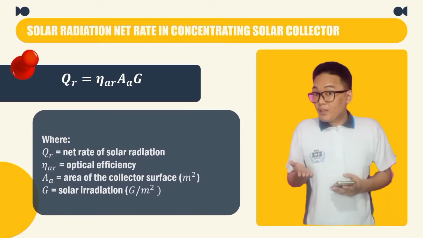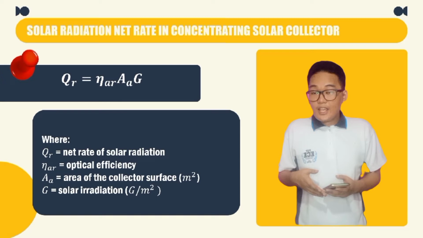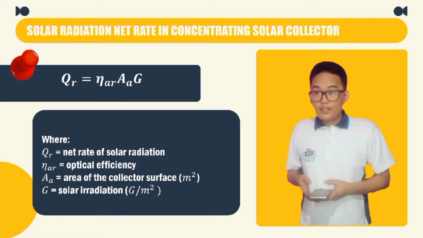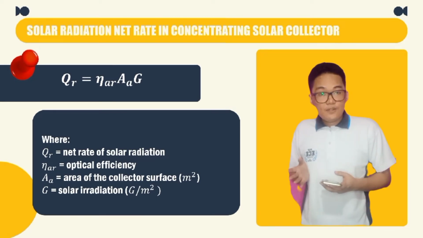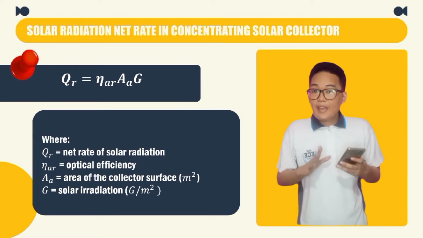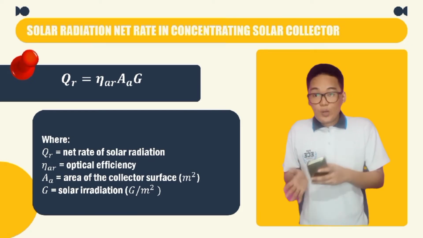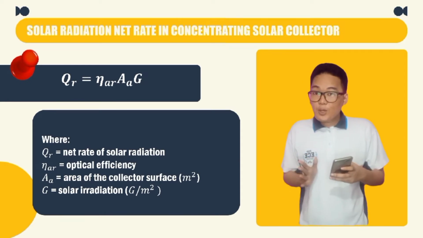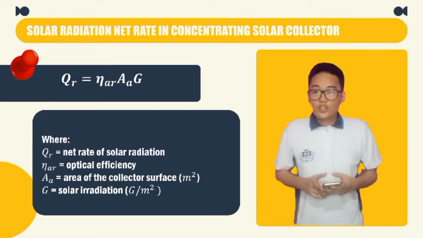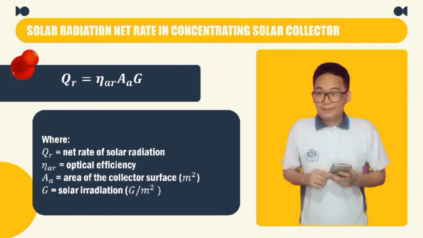Now, this is the formula for the net rate of solar radiation in concentrating solar collectors. The optical efficiency variable in the equation describes the effectivity of the aperture to receiver process, which is related to the reflective and absorptive properties of the collector and receiver, respectively.